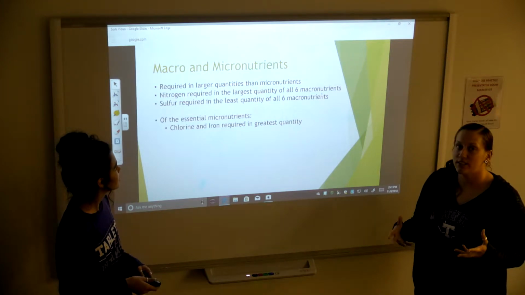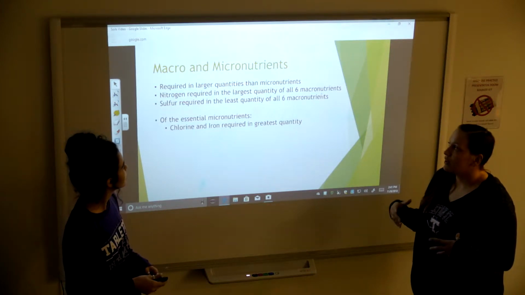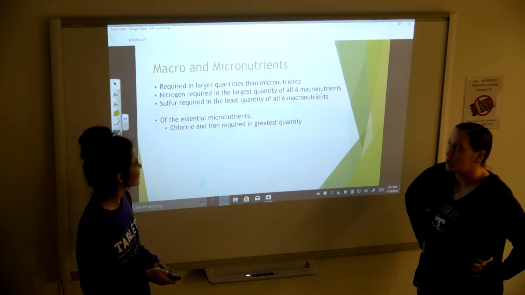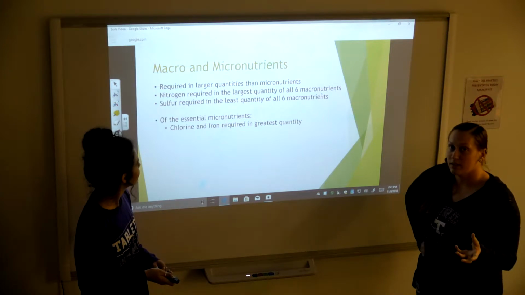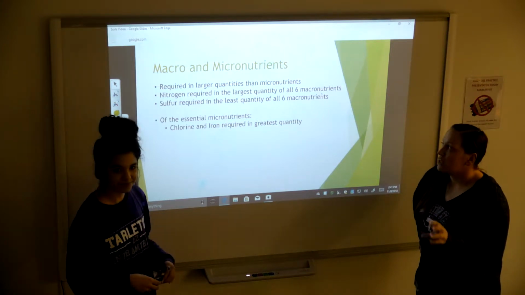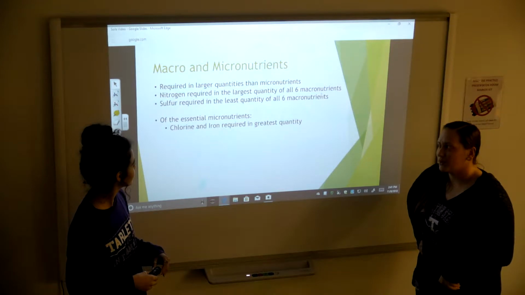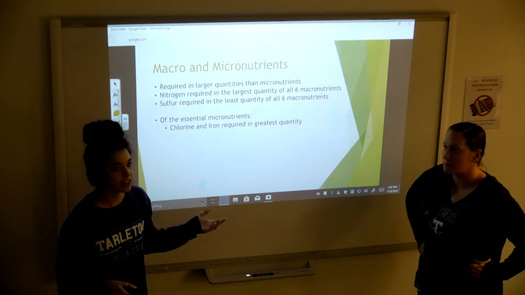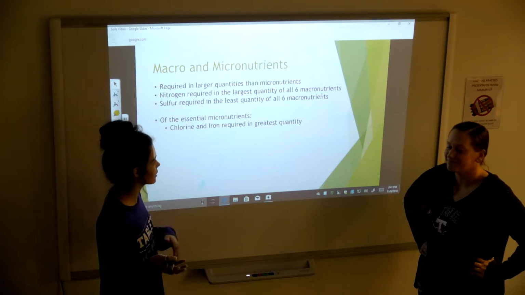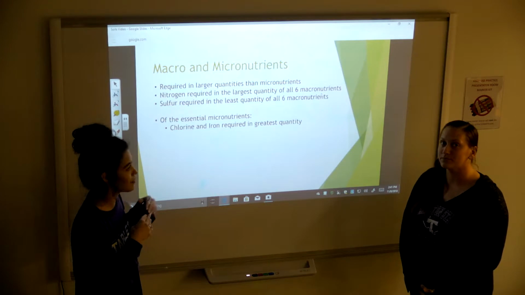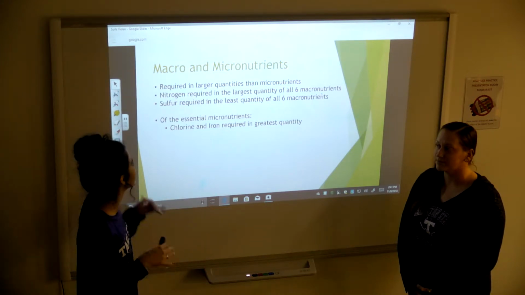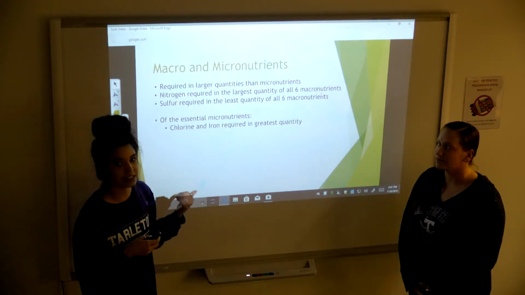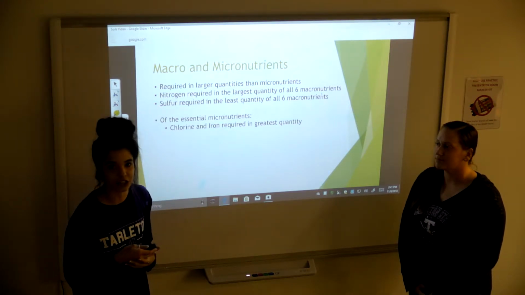So nutrients are broken down into micro and macro. Macronutrients are needed in the largest quantities, nitrogen being the one needed in the largest amount. Micronutrients: chlorine and iron are needed in the greatest quantities, but not as much as nitrogen. Yeah, so like she said, they're broken into two categories. Out of the macronutrients, nitrogen is required the most and sulfur the least, and then just like she said, for micronutrients, chlorine and iron are the two that are required the most.